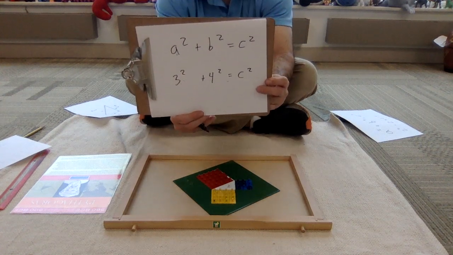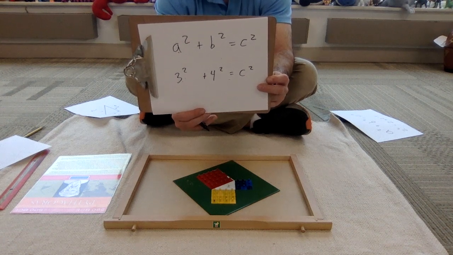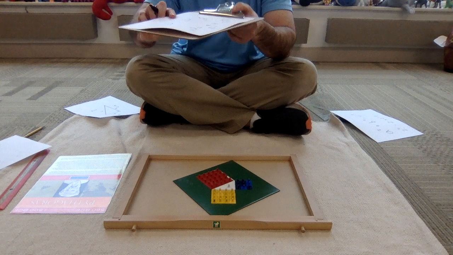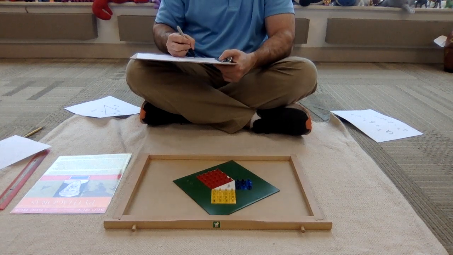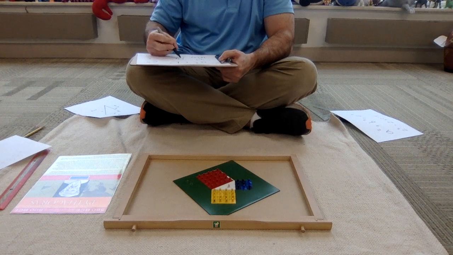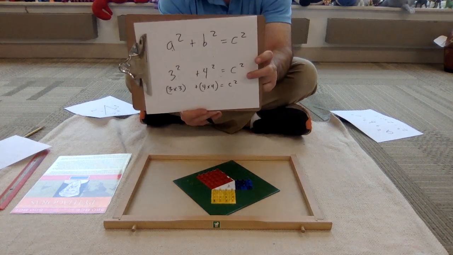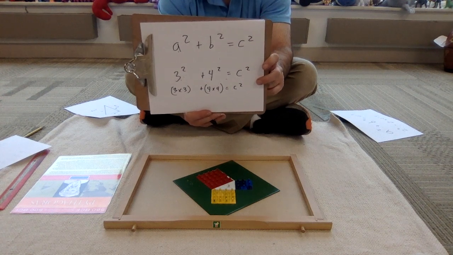Notice what I did here. 3 squared plus 4 squared will give us c squared. Okay. Well, 3 squared is the same as 3 times 3. And 4 squared is the same as 4 times 4.